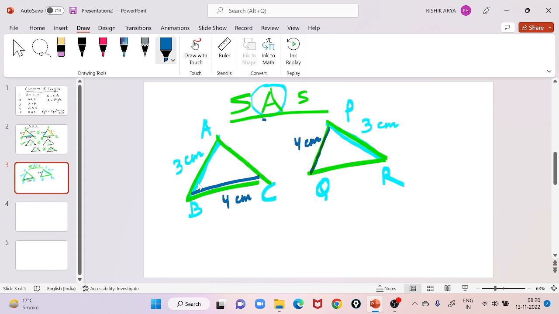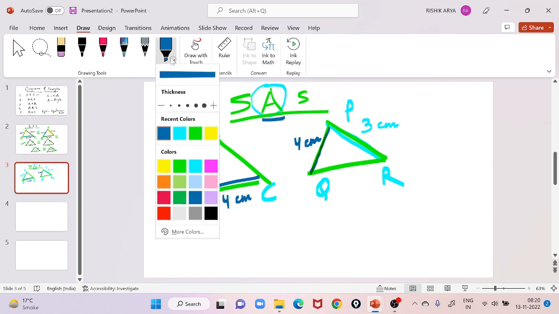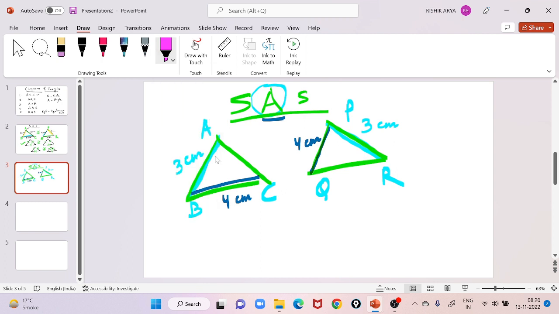Now we have to look very carefully, students. The angle should lie in between these two sides. So which angle should we consider here? Yes, correct. We have to take angle B, because angle B is the only angle which is lying in between these two equal sides. Here also these two sides are equal to one another, so the angle in between these two sides is this. This angle should be equal to this angle. Only in that case both the triangles will be congruent to one another.